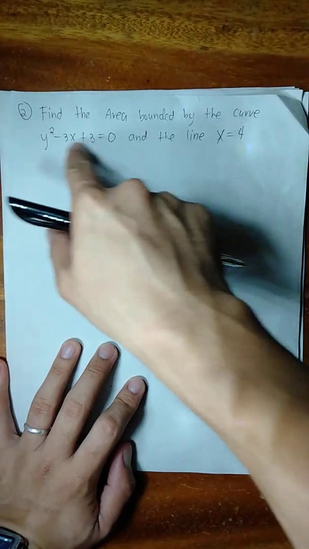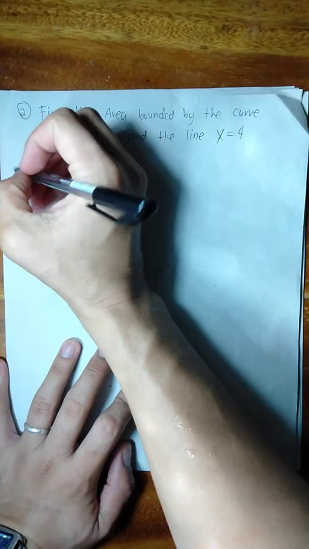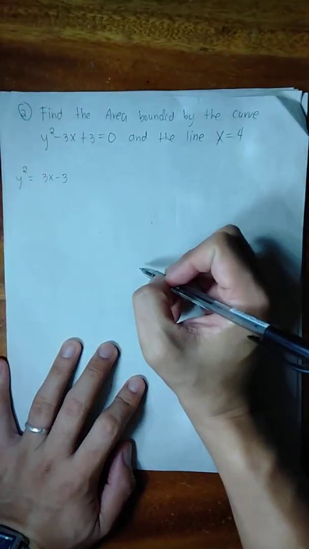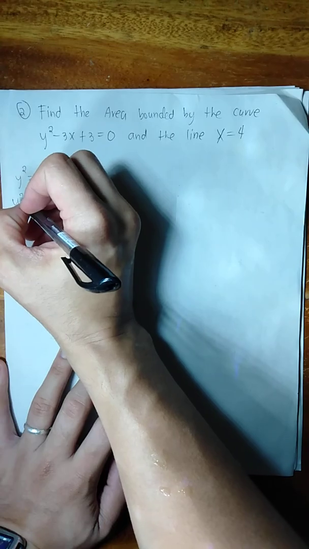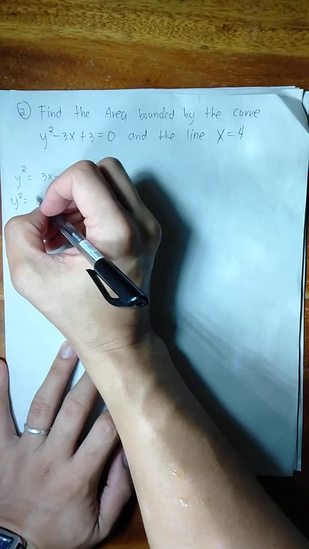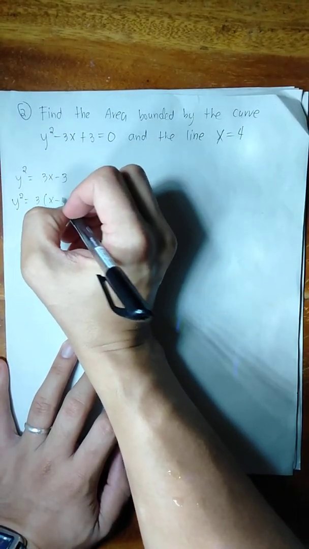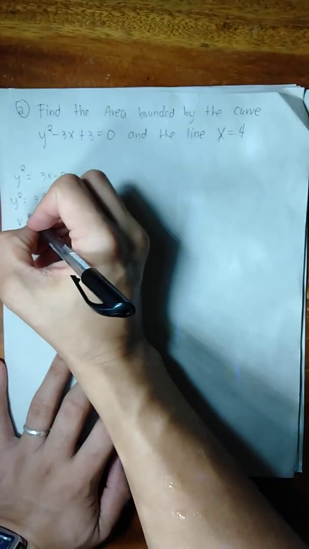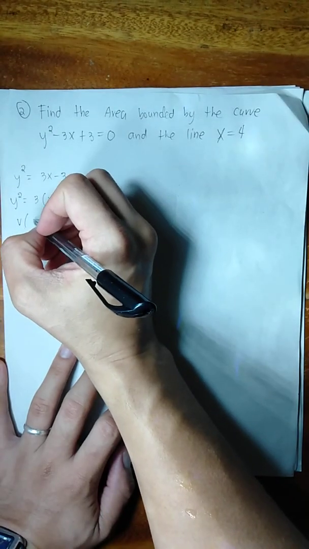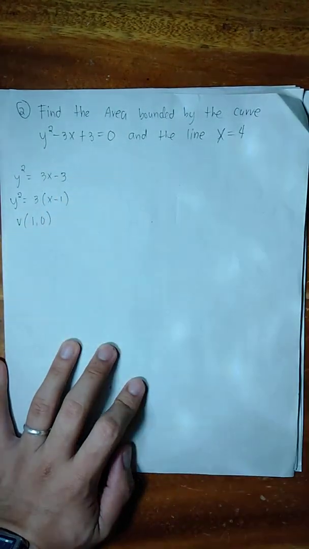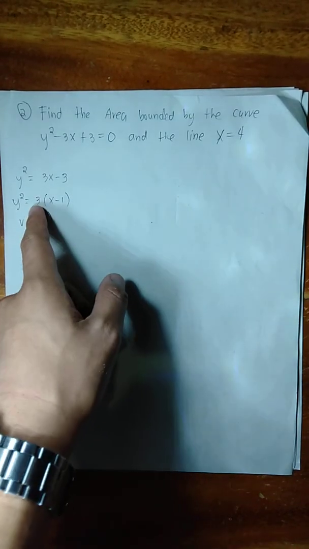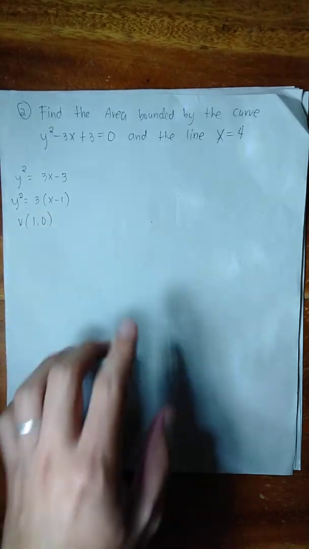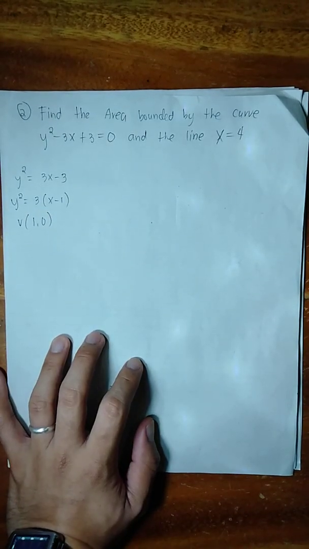So, just transpose this. So, it becomes y squared equals 3x minus 3. Then the 3 is common, so factor out the 3. Yun, x minus 1. So, we can see here, right, the vertex. What's your vertex? The vertex is at (1, 0). Since it's positive, it means the parabola opens to the right.